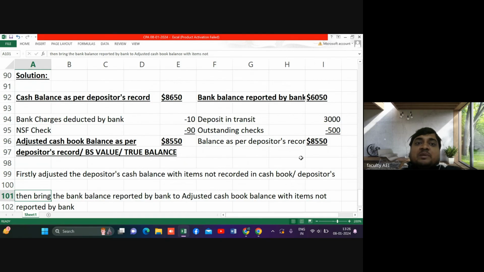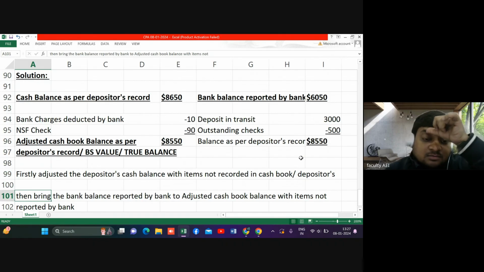So ultimately, my aim is to bring depositor record and bank balance reported by the bank to true balance. I have to bring both the balances to true balance. And this is the balance which we are going to show in balance sheet. Right? So that's it from this cash and cash equivalent. The only thing left is practice, practice, and practice. The more and more you practice, the more grip you get, right? Because this is one of the easiest topics of your curriculum. Okay. So next we'll be starting with trade receivable.